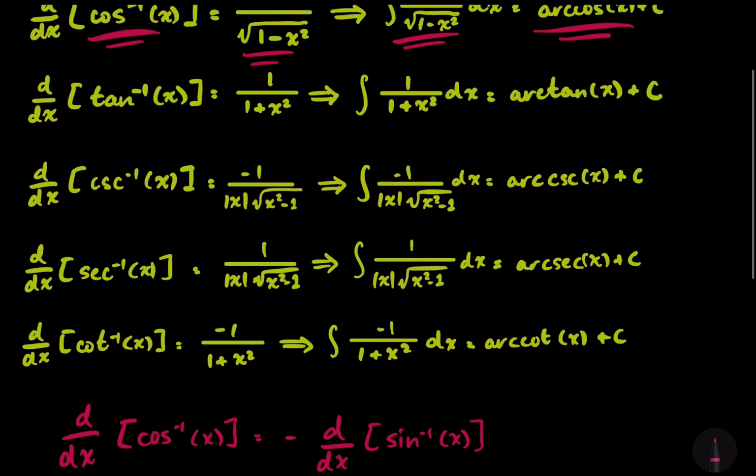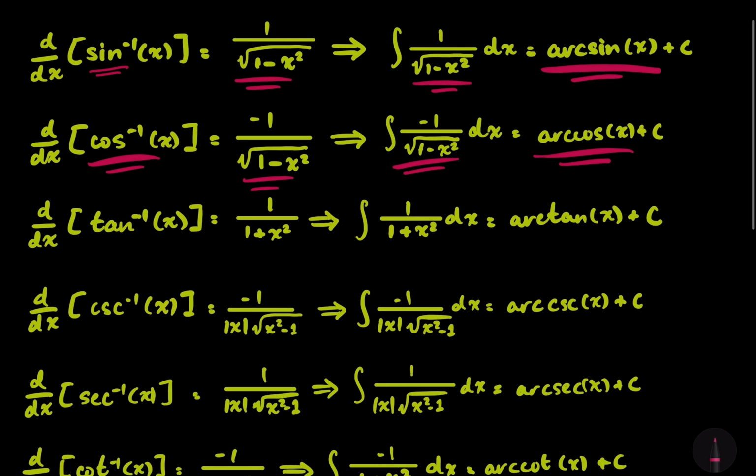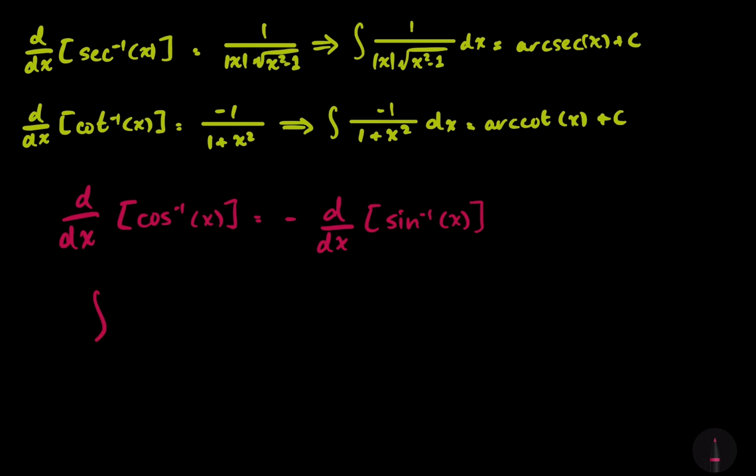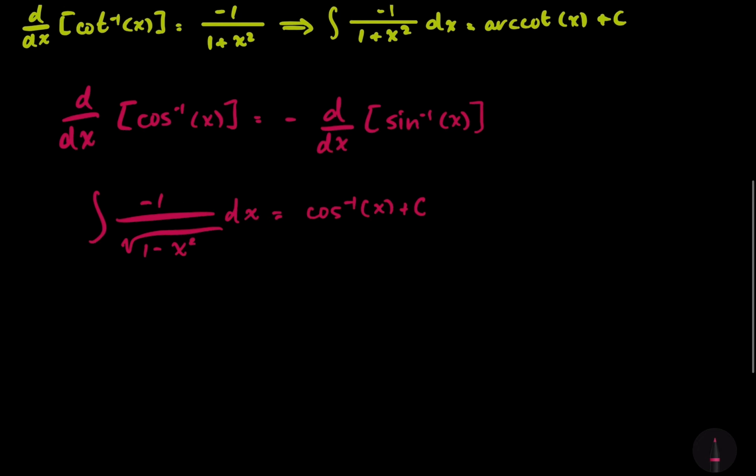And that's given from the fact that the only difference between these two derivatives is a negative sign for cosine inverse's derivative, and hence their integrals are going to be negatives as well. So we can say that the integral of negative 1 over the square root of 1 minus x squared dx is equal to cosine inverse of x plus c. We could just remove that negative sign, and the integral of 1 over the square root of 1 minus x squared dx is equal to negative cosine inverse of x plus c, right? And the constant doesn't really matter much.